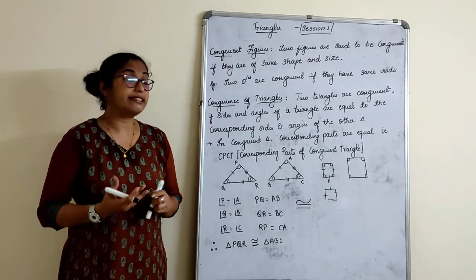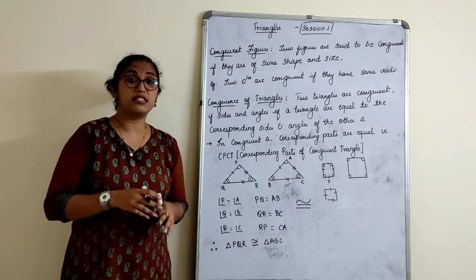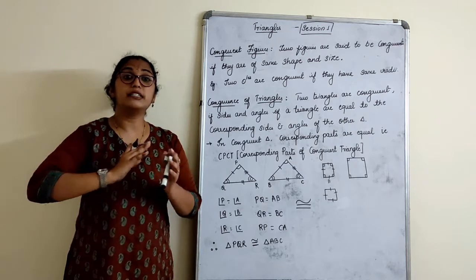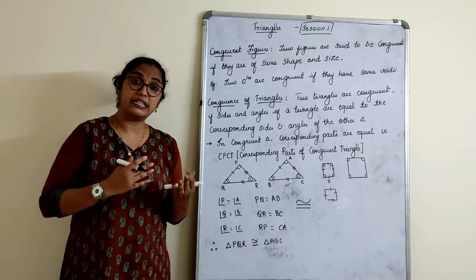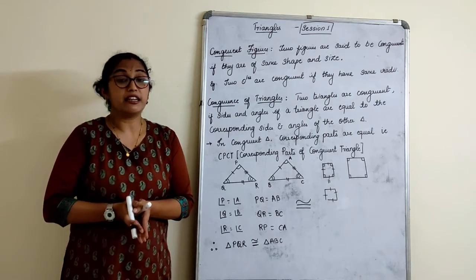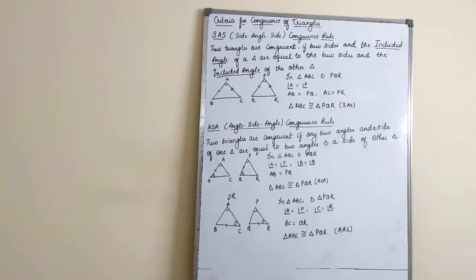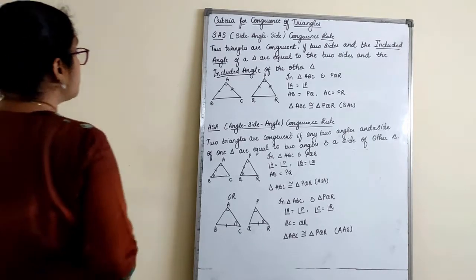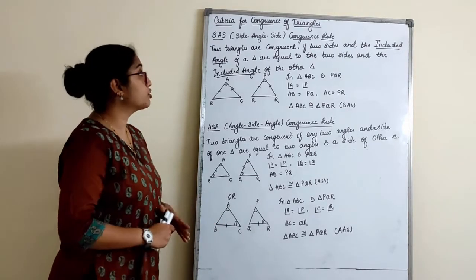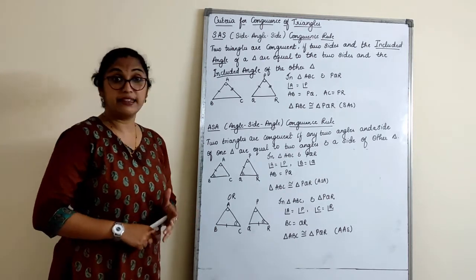Now, on what criteria is this congruency based? Is it based on sides? Is it based on angles? Or is it based on a combination of sides and angles? Let us understand the criteria for congruence of triangles. So, these are the criteria for congruence of triangles. The first criterion is side angle side.